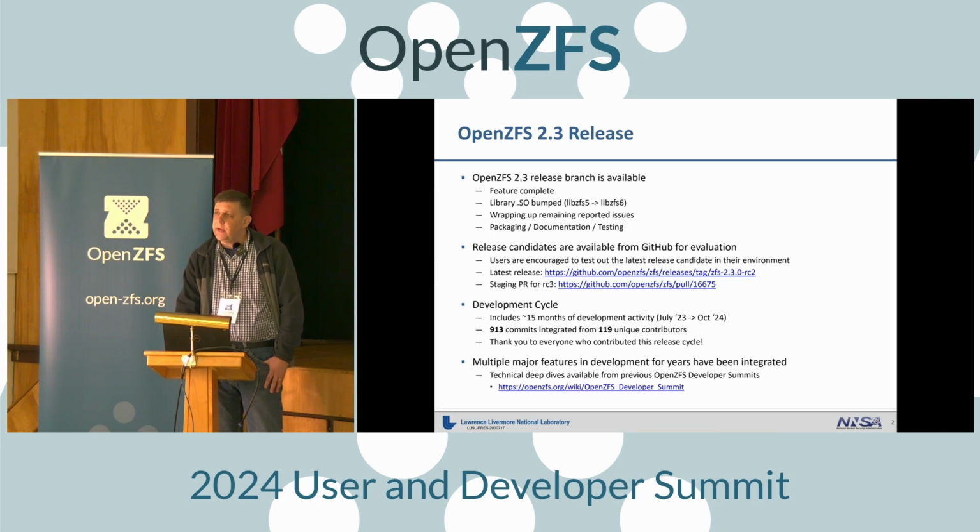Activity looked about the same to me compared to prior releases. We had about 900 commits between the 2.2 release and the 2.3 release, which was about what we usually see, and over 100 contributors, which was great. So thank you to everybody for this release cycle who contributed stuff. It's great to see the continued contributions from folks.